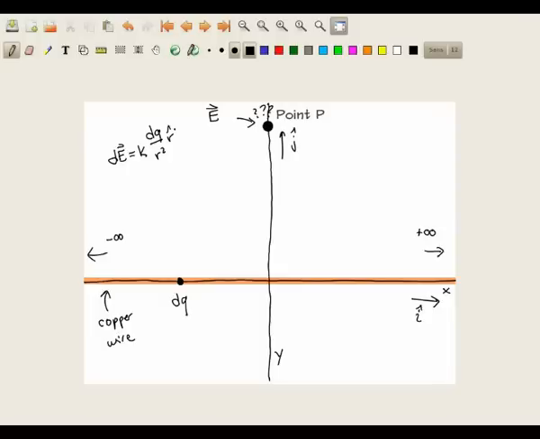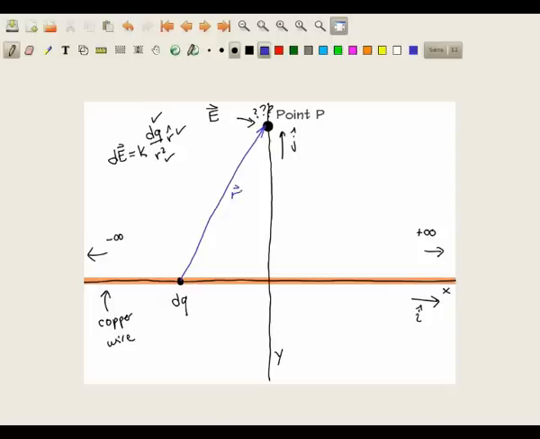Great. Well, we've got some pieces here we need to sort out. We need to get dq in terms of geometry. We need to figure out what our r vector looks like and what our unit vector looks like. If you attack these problems in pieces, you'll be very successful. So let's go ahead and do that. Now, the first thing I want to do is define my r vector. I want it to go from dq to the place where I'm measuring the electric field. That's the definition of the r vector.